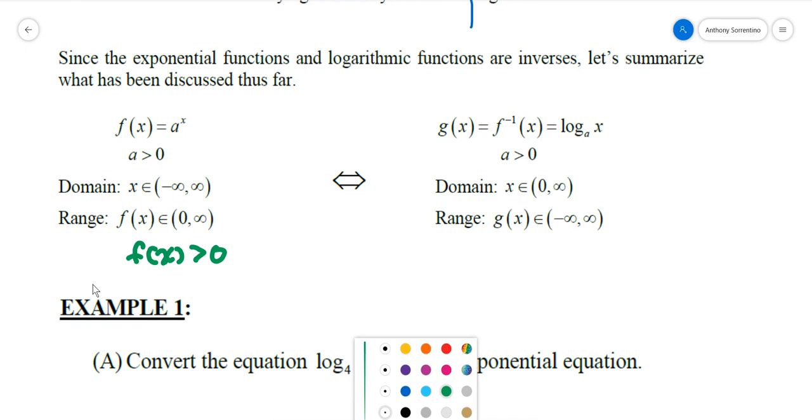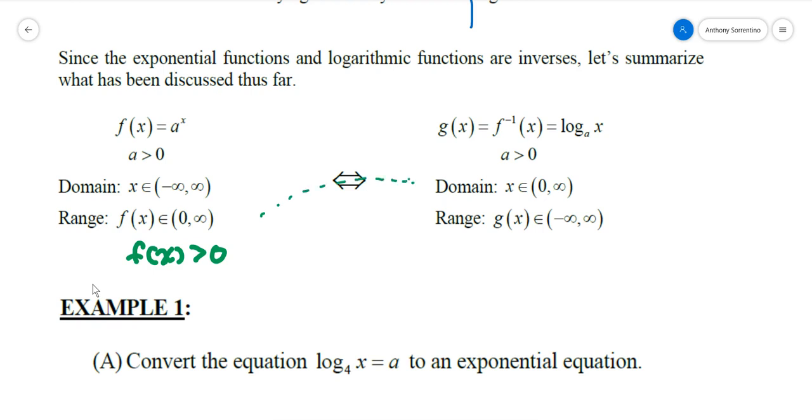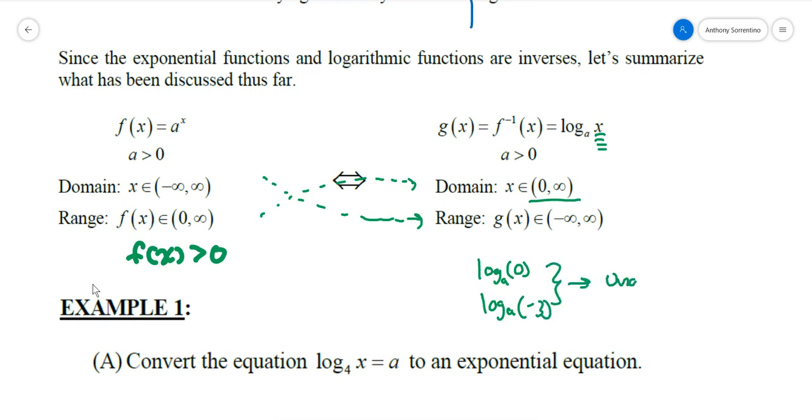So now here, on the other hand, the range of this function becomes the domain of this function, and the domain of this function becomes the range of this function. So the domain, this number I plug into a logarithmic function, has to be more than 0. Which means if you see a statement that says the log base whatever of 0, or the log base of some negative number, these are undefined. They don't exist. You can't do them.